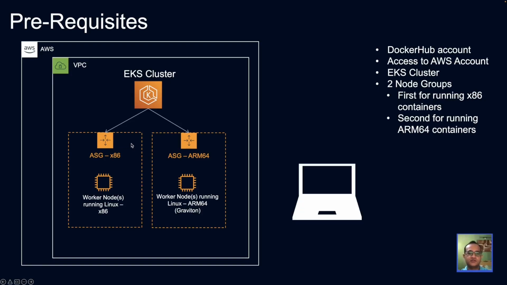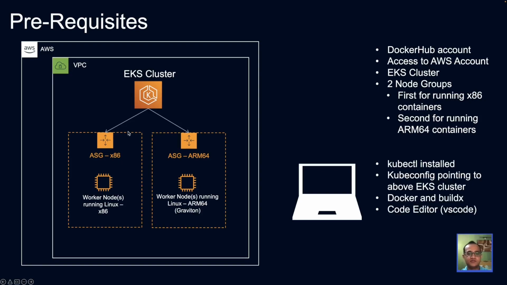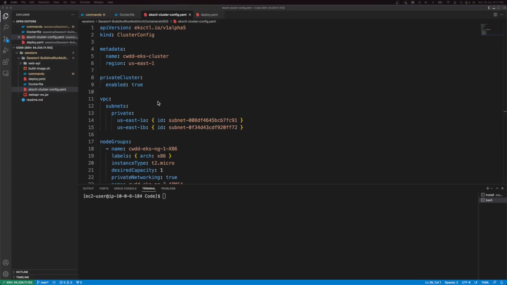On the dev box or Linux terminal, whichever you prefer to use, you should have Docker along with buildx. kubectl should also be installed, and kubeconfig should point to EKS cluster that we will be using. And in addition to that, any code editor like Visual Studio Code should do. So let's get started. Now let's have a quick walkthrough of our EKS cluster.